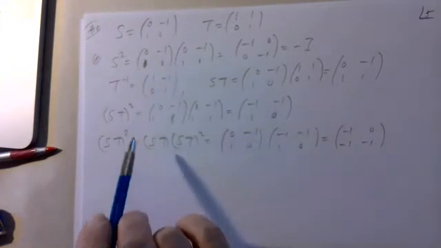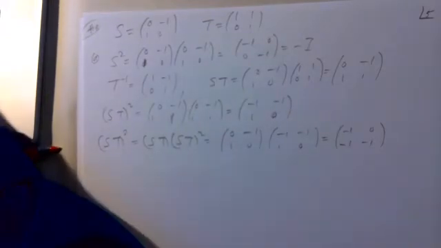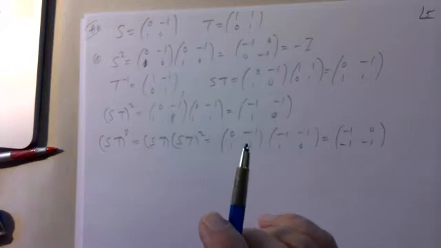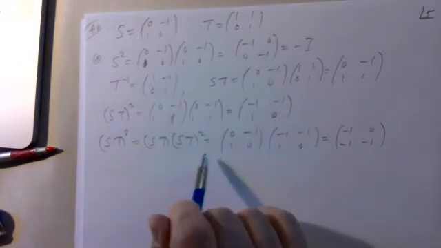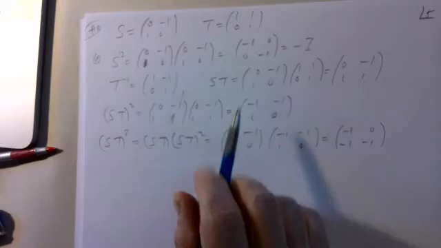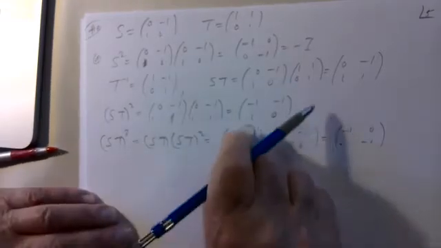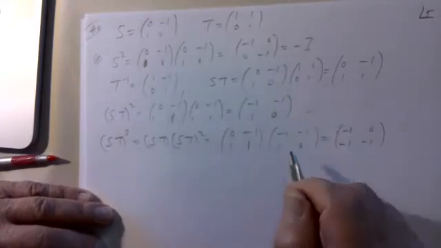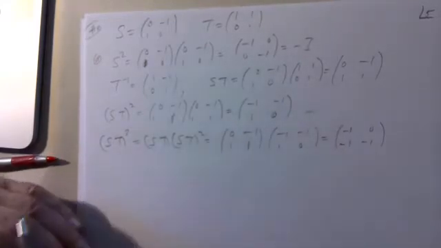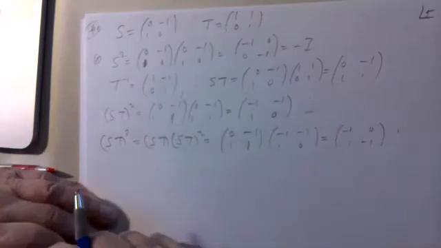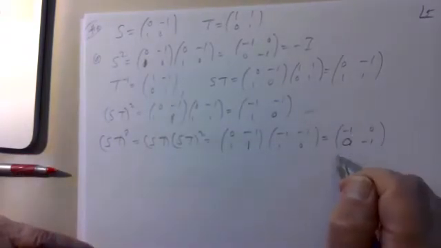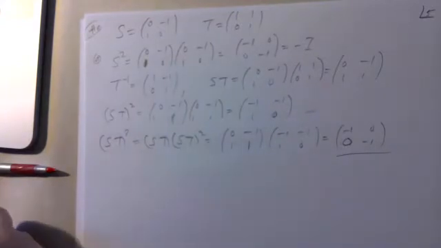Professor, yeah, the ST is 0, -1, 1, 1, and you put 0, -1, 1, 0. Thank you. Yeah, ST is 0, -1, 1, 1, right. So then I get, yeah, exactly. -1, 0, 0, -1. That's what it is. Right? That's part A.